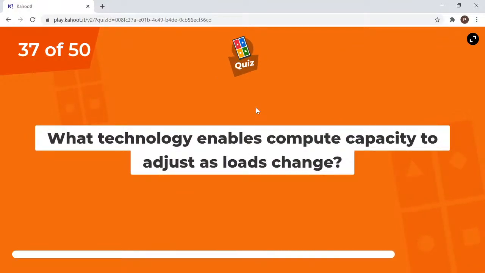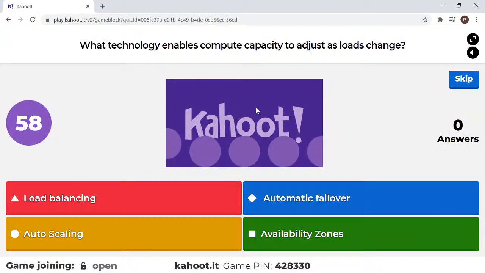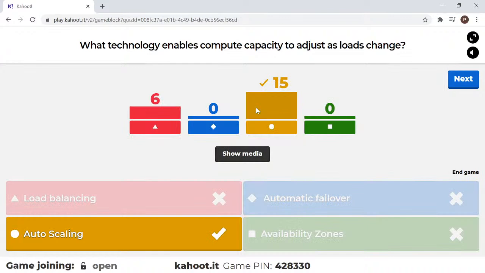What technology enables compute capacity to adjust as load changes? Is it load balancing? Is it automatic failover? Is it auto scaling? Is it availability zones? Yes, the correct answer is auto scaling.